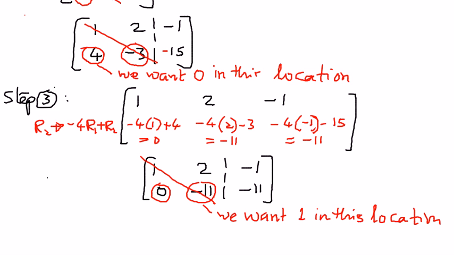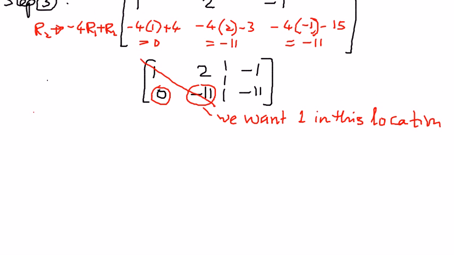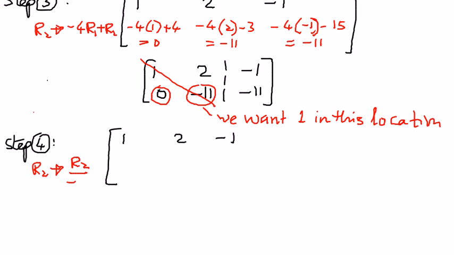And the way to achieve that is by performing the row operations, and I'm going to write that as step number 4. And in here we're going to perform this operation: 1, 2, negative 1. The new R2 is going to be equal to existing R2 divided by negative 11. And how do we do that?